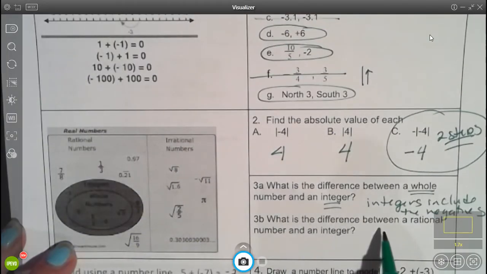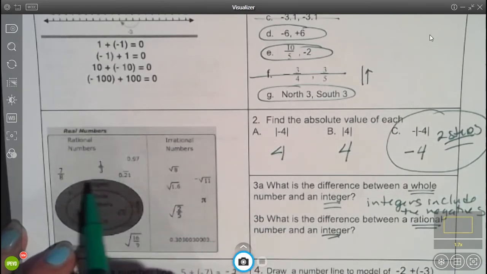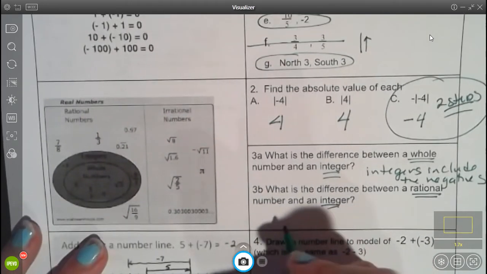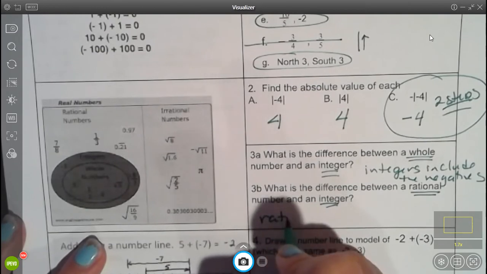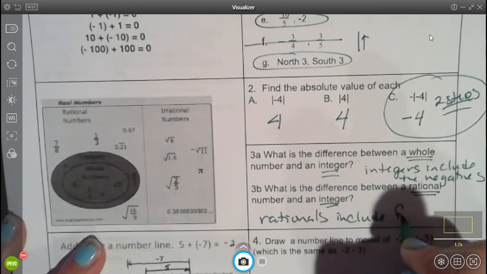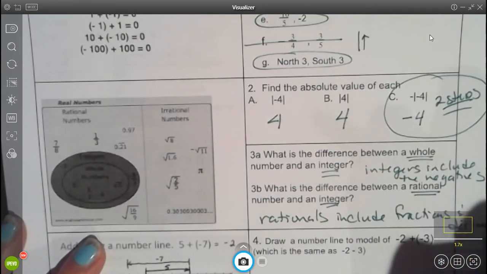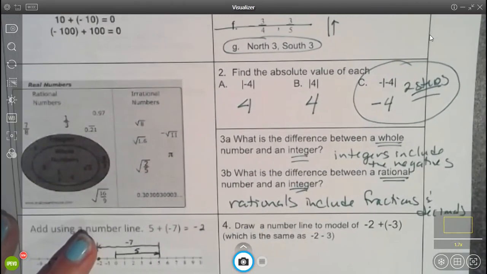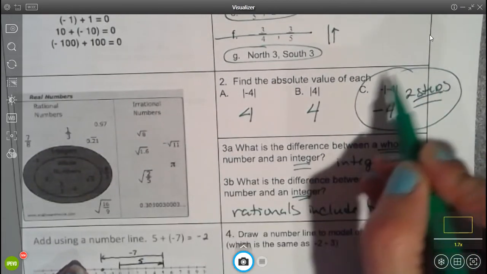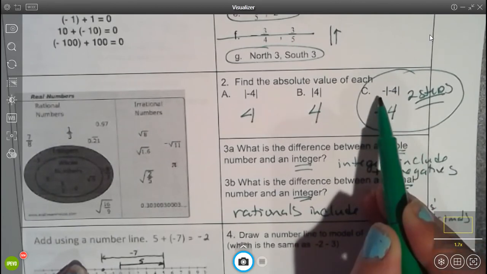And what is the difference between rational and integer? So the rationals are out here, and the integers are everything in here. The rationals include the fractions and the decimals. The integers do not. Okay, that's it for 4-1. This right here is always confusing for kids. We'll keep working on this. Just realize you take its absolute value, then you make it the opposite.